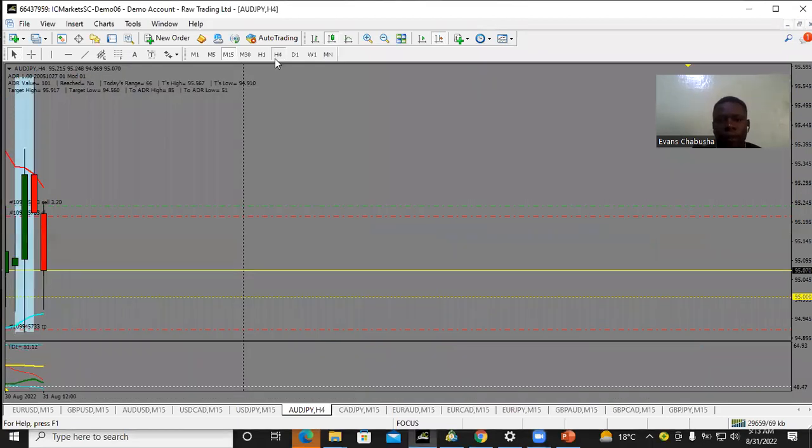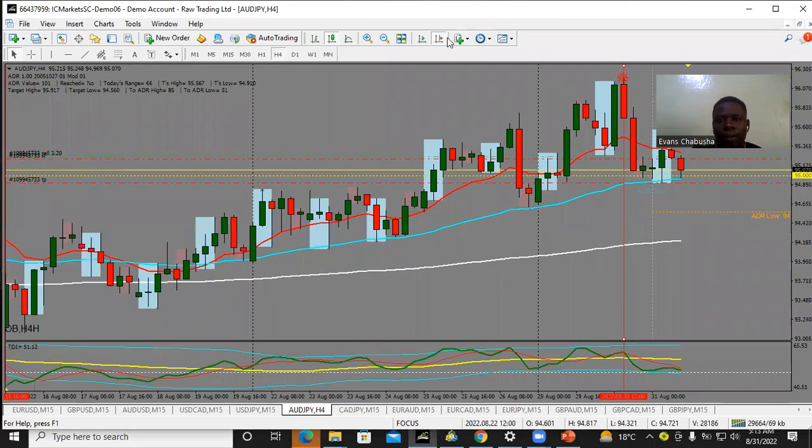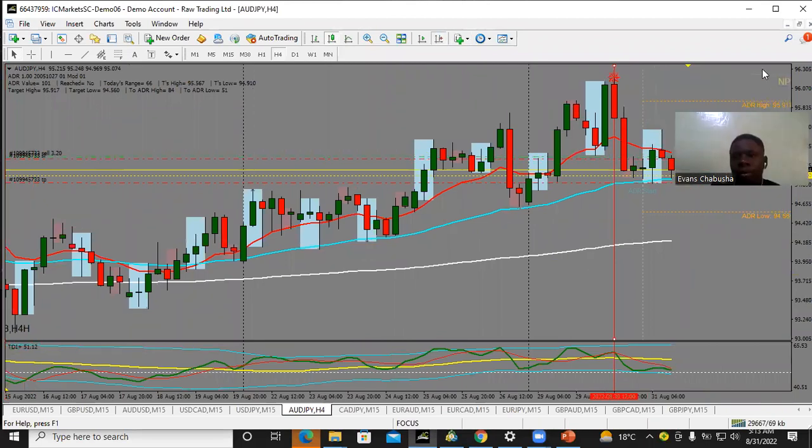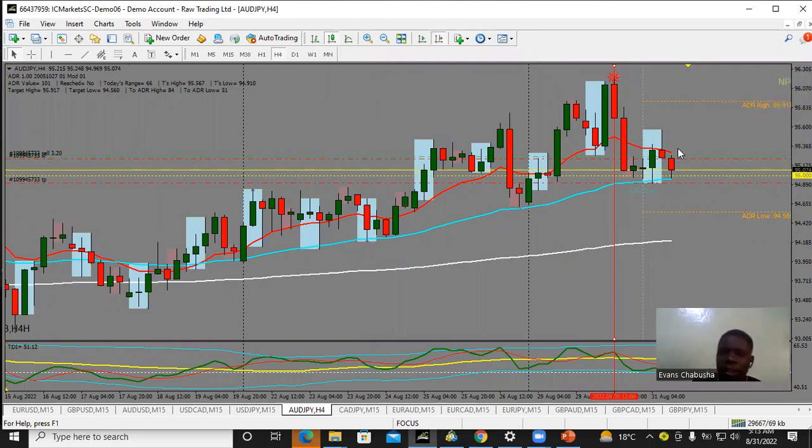On the H4 time frame, you can see that this price is telling us that it has a potential of going low. It has a potential of selling rather than buying. How do you know that? You can tell by this star harmonic that is there. It is a red harmonic telling you that this market is inclined to the downside.